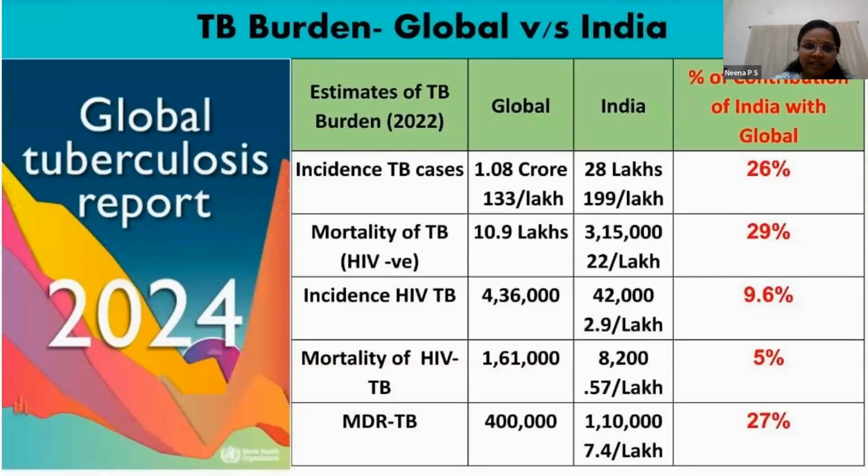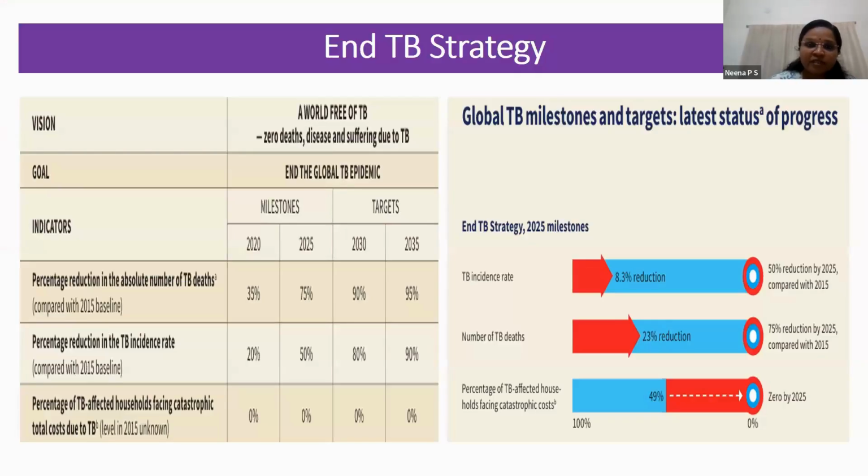As you can see in the global TB report released last year, whether you look at the incidence of TB, the mortality of TB, or MDR TB, a quarter of the cases, all the contribution, is coming from India only. And the WHO set up the End TB strategy as well. The 2025 target was to reduce the TB incidence rate by around 50%, but we could achieve only an 8.3% reduction in TB incidence. And for TB mortality, the target was to reduce by 75% compared to 2015 data, but globally we could reduce only 23% of deaths to date.